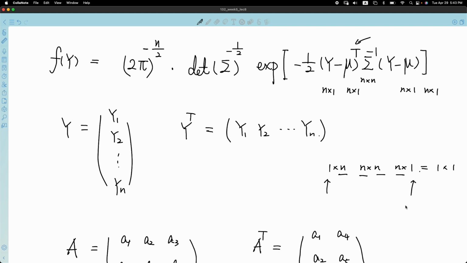Any questions or comments regarding notation and the PDF for the multivariate normal?